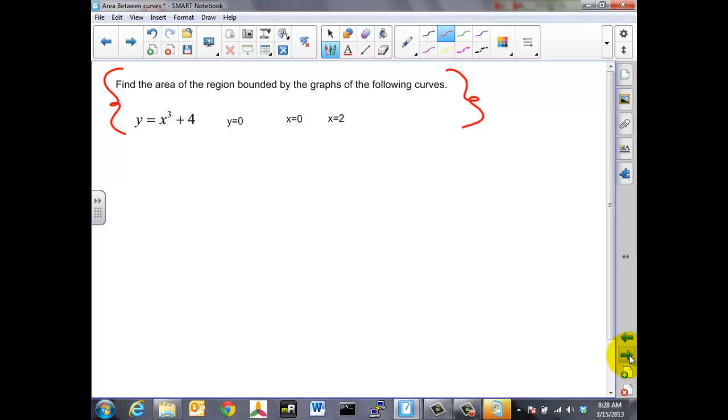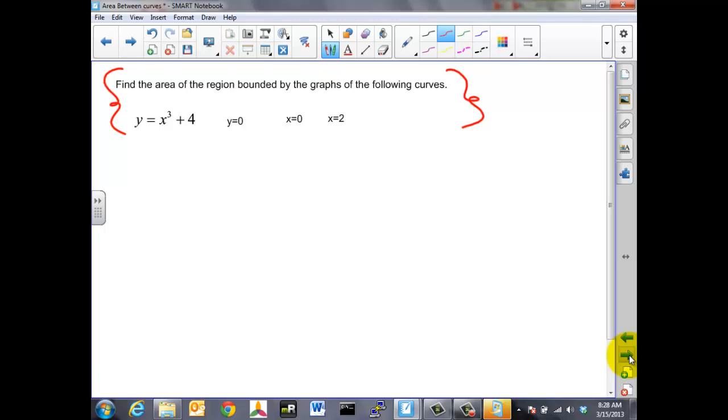Find the area of the region bounded by the graphs of the following curves. My suggestion to you is to draw a picture of it, or a pretty close picture. It doesn't have to be perfect, but pretty close. X cubed, what does x cubed look like? It's a lazy S, yes. What does the plus 4 do to it?